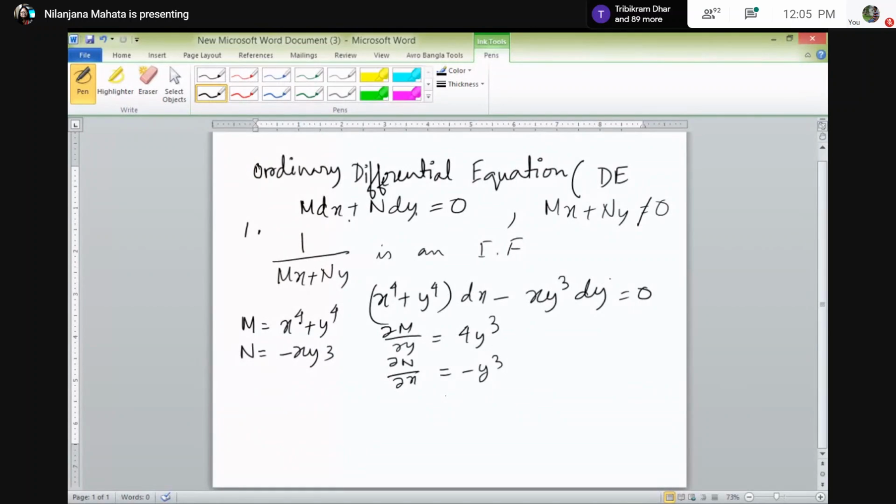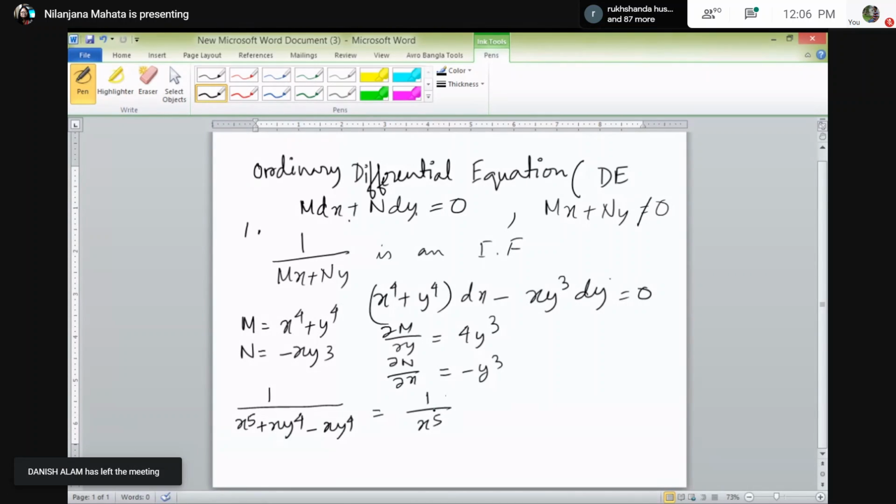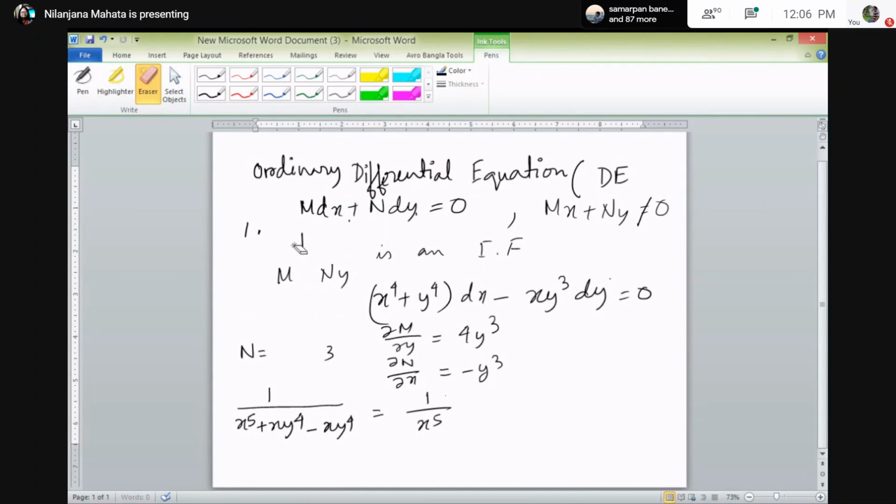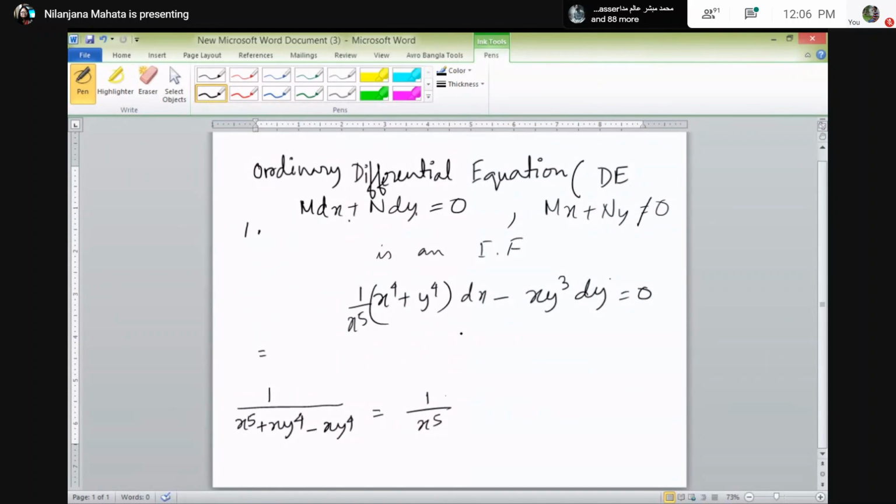I can see that. So now if I multiply this by x and this by y, I will find that this is nothing but x⁵ plus xy⁴ minus xy⁴, and you can see this is not equal to 0. So your 1 by x⁵ will be an integrating factor. So what we will do, we will multiply this by it, and then you can separate and integrate easily.